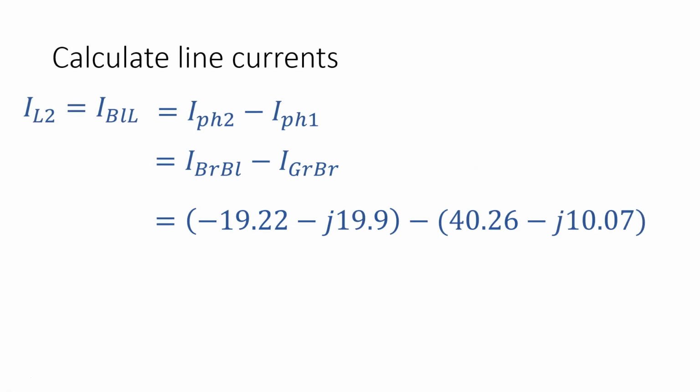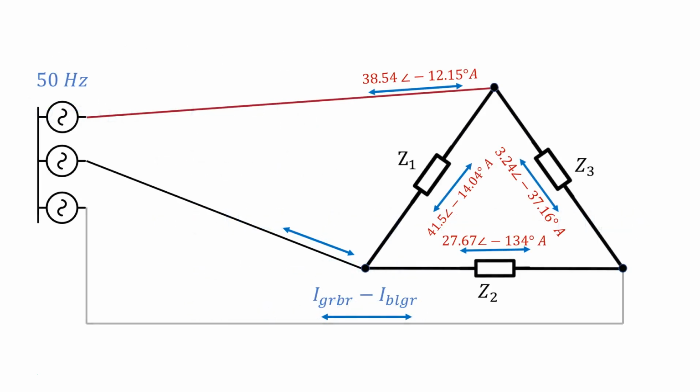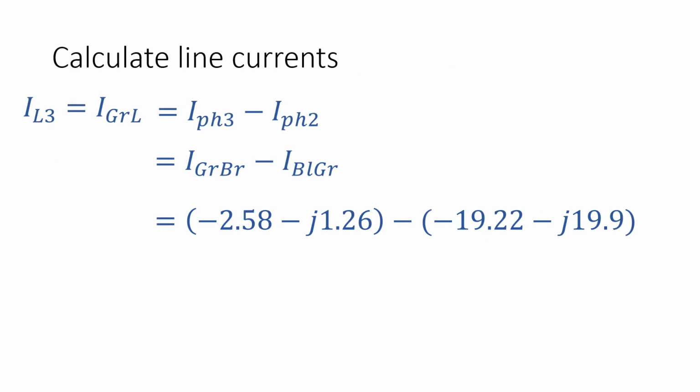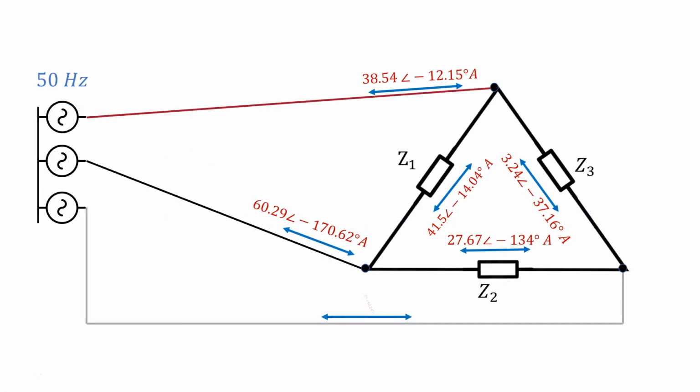Line 2, it's just the same process. And we get 60.29 at minus 170.62. And that's our line 2 current. Finally, line 3, again, it's the difference between phase 3 and phase 2 currents. We get 25 at 48.24.